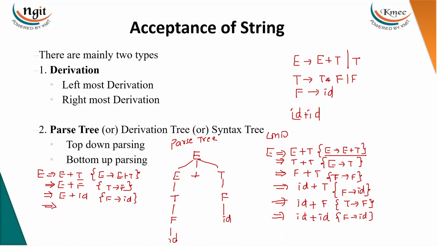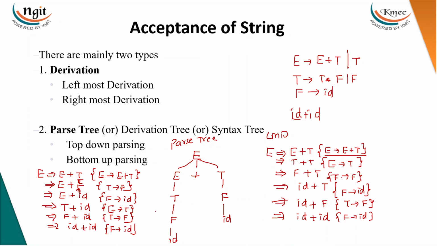Now the same way you can go with this T plus id. See, now I'm going with the rightmost non-terminals here. So E tends to T. As we have only one non-terminal, that is itself the rightmost and leftmost. F tends to id, as we have T tends to F. Then id plus id. So F tends to id.